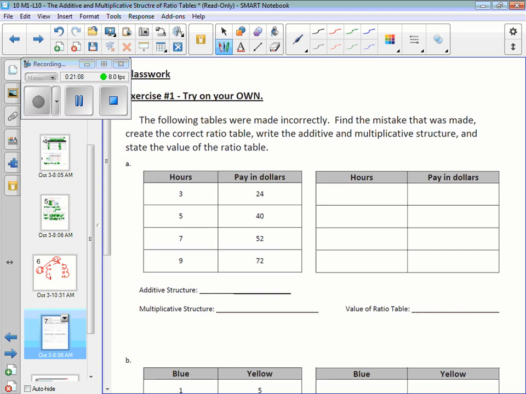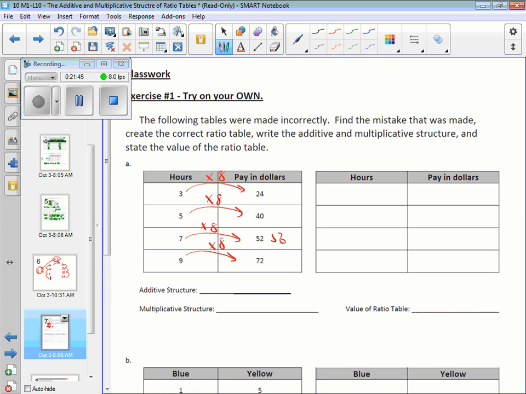Tristan, what do you think? Well, it's multiplying by 8. Okay. 7 times 8 is 56, not 52. If we assume that our multiplicative structure is 8, it will work for every value except for 1. 3 times 8 is 24. 5 times 8 is 40. However, 7 times 8 is not 52. What should it be? 56. Put in 56 for right now. 9 times 8 is 72.